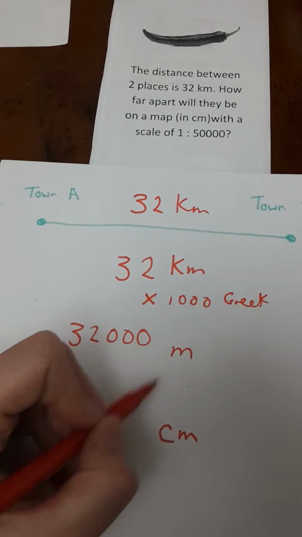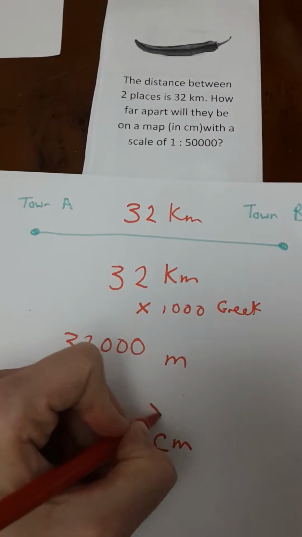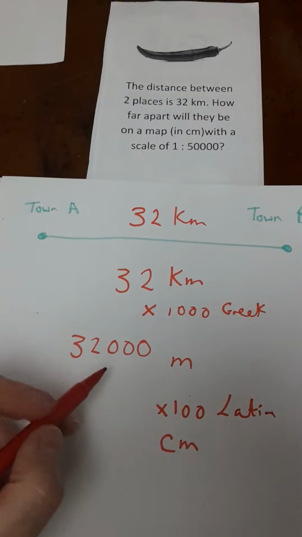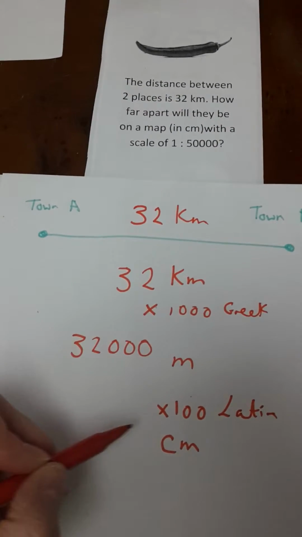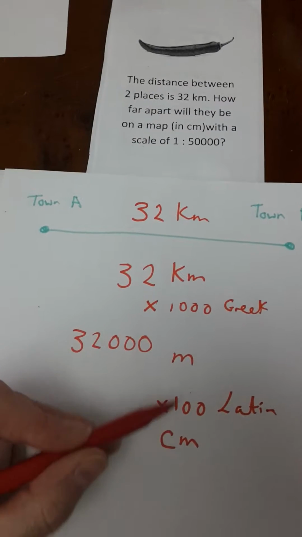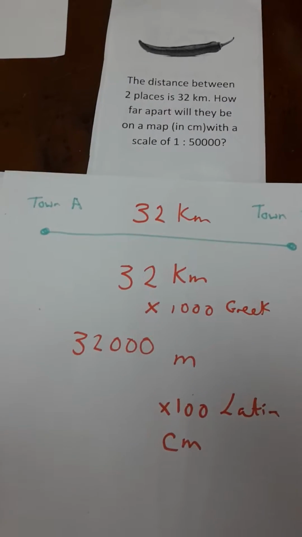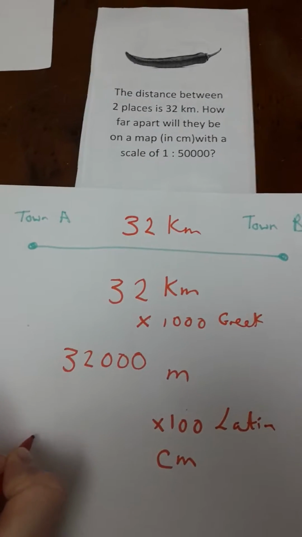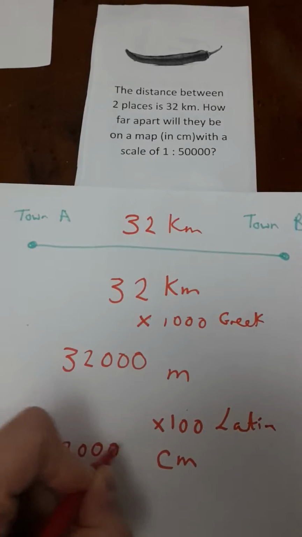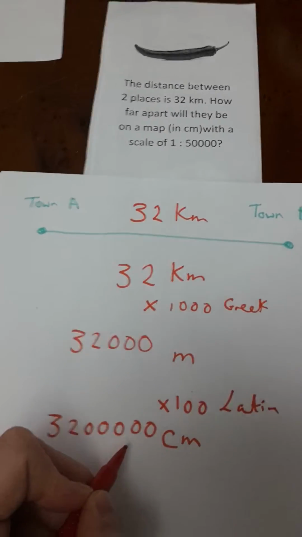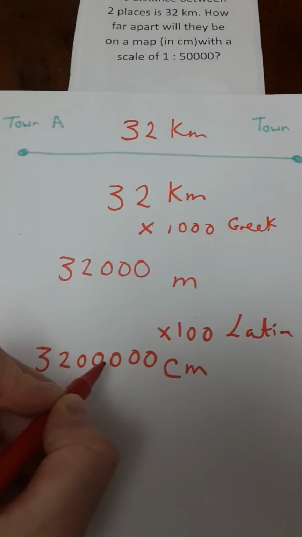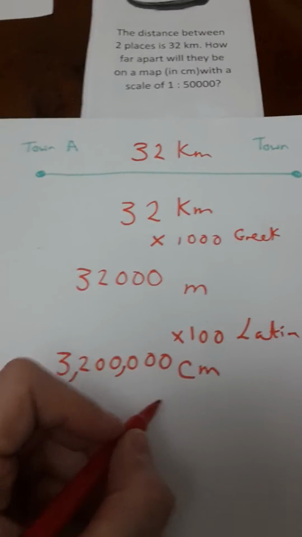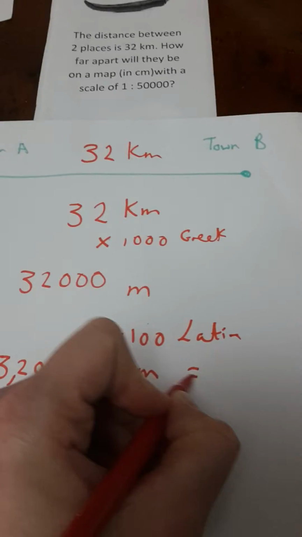Now we need to go from metres to centimetres. Well, centi means 100 in Latin, so we're going to times this number by 100 because we're expecting more centimetres than metres, because centimetres are smaller, so we're going to fit a lot more of them in. So we end up with 32,000 times 100, so include the extra 2 zeros. So we've ended up with 3,200,000 centimetres is the same as 32 kilometres.